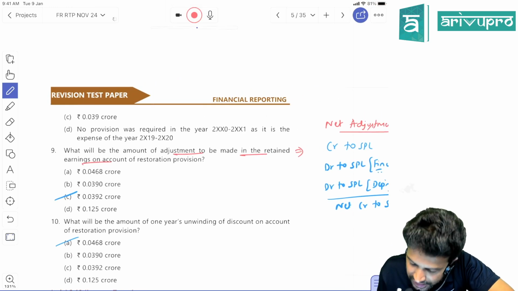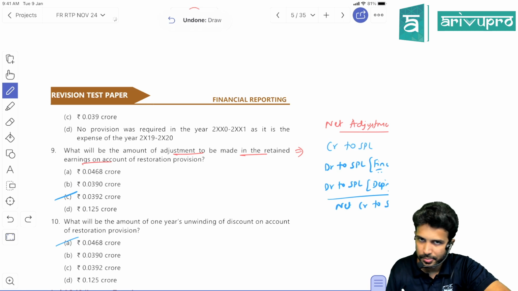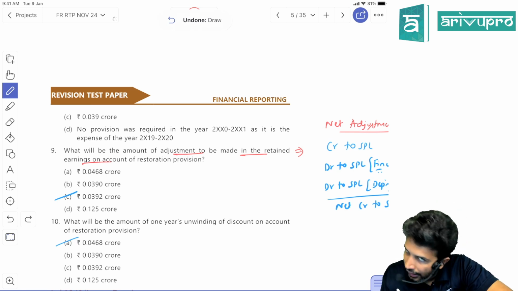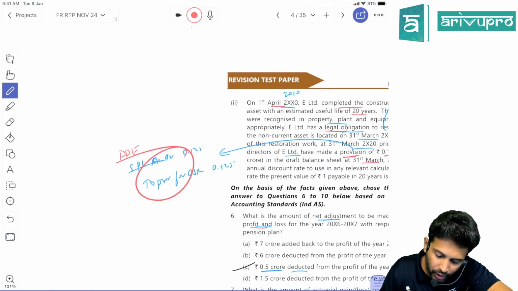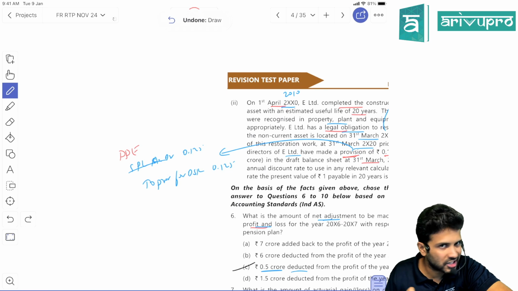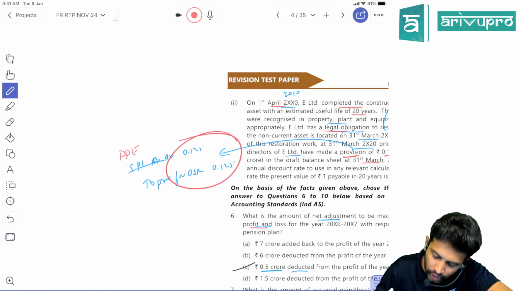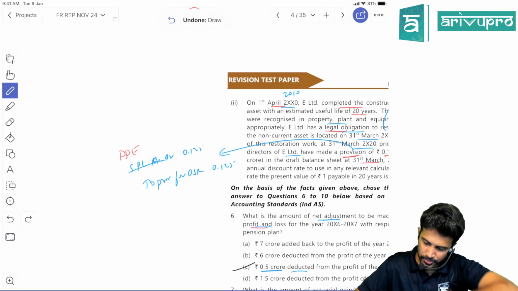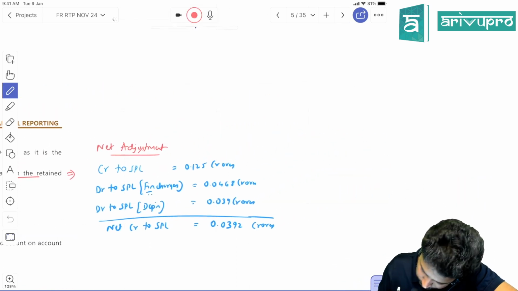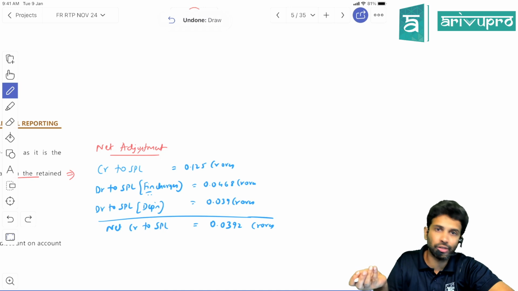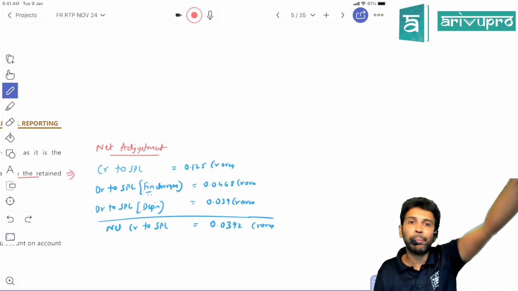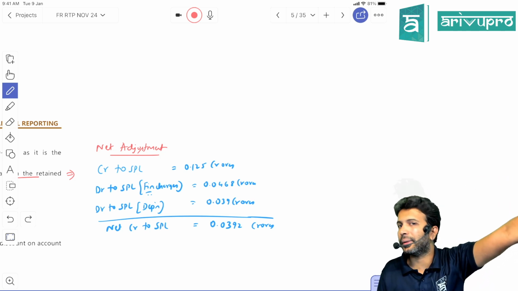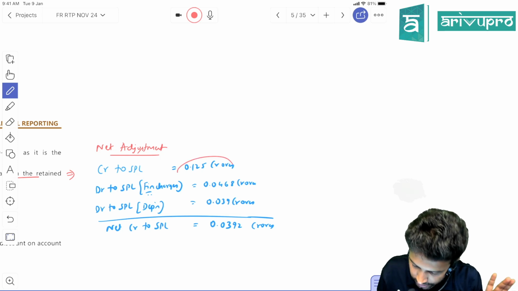Next, they've asked, what is the adjustment to be made in retained earnings? Few adjustments. One, have they made provision? Yes. How did they make provision? They wrote SPL account debit to provision, right? So unnecessarily SPL has been debited. So whatever they have done, you need to reverse. So SPL should be credited by 0.125 crores. The provision which they made using SPL should be reversed, because this is not a normal provision. You have to capitalize this, but they have used SPL and made the provision, hence reverse it. So this is a reversal impact.